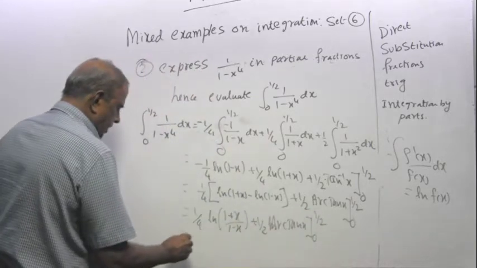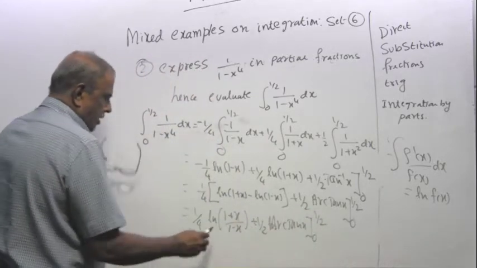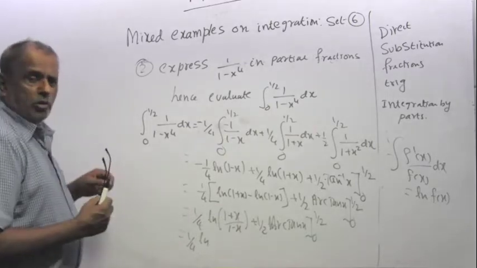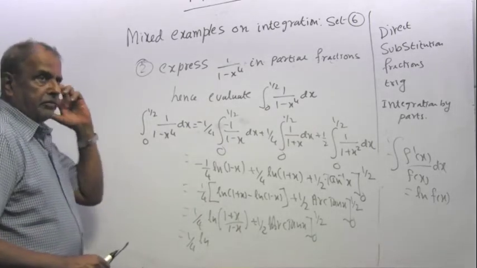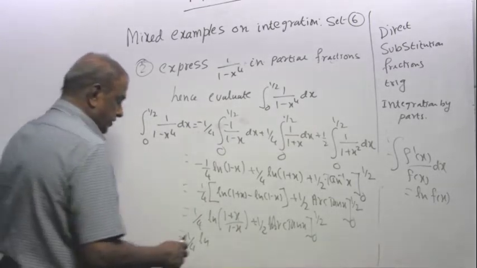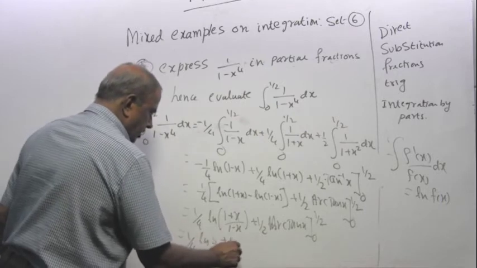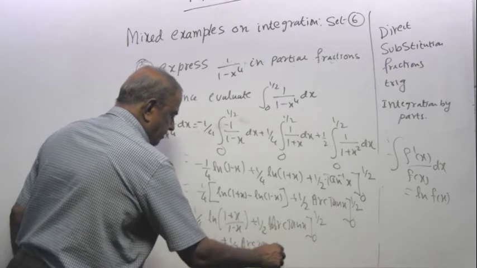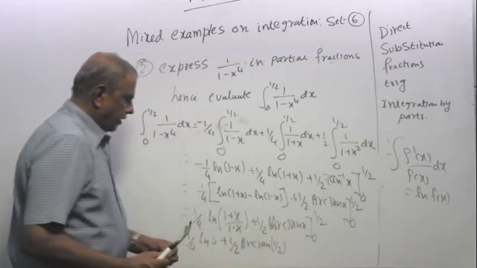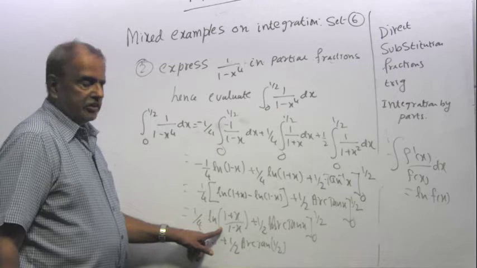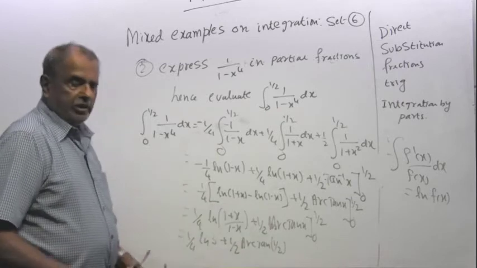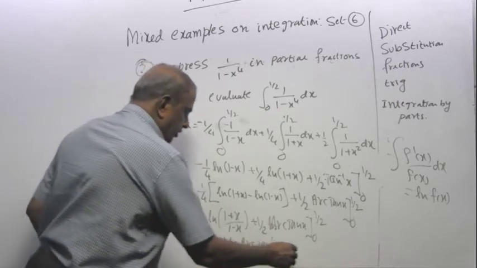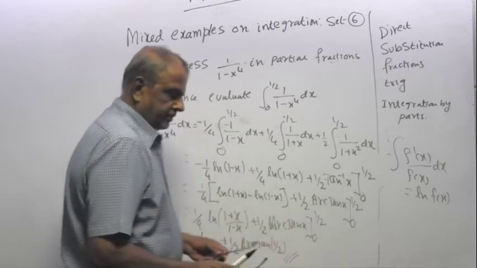Put half, I get quarter ln. 1 plus half is 3 over 2. 1 minus half is half. 3 over 2 divided by half is 3. Plus half arc tan half. When I put 0, it becomes log 1, which is 0. Arc tan 0 is also 0. So that is your final answer.